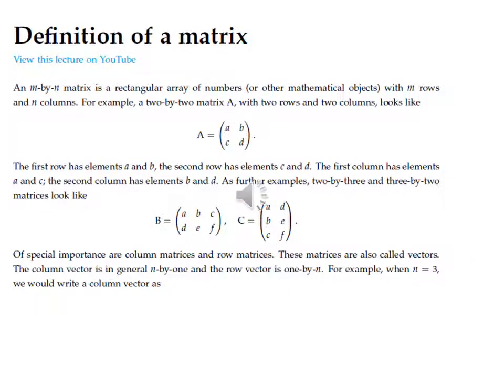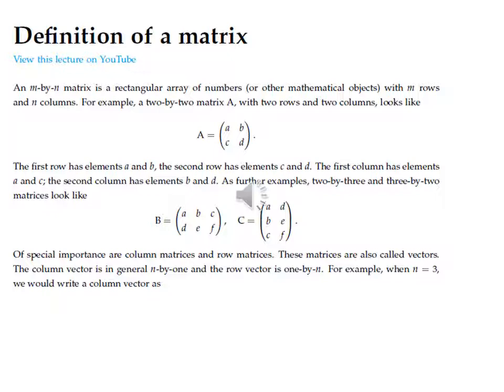Definition of a matrix. View this lecture on YouTube. It's very important to view this lecture on YouTube. Definition of a matrix: an M by N matrix is a rectangular array of numbers, or other mathematical objects, with m rows and n columns.